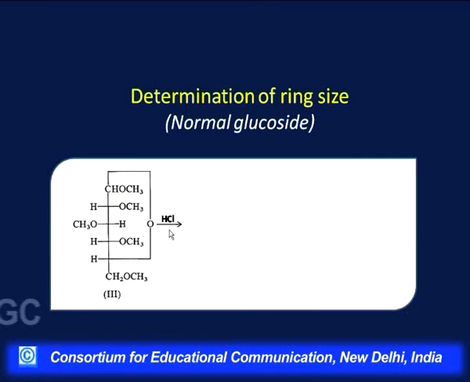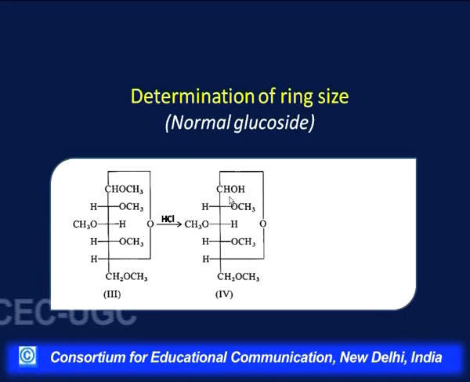Now, what happens in HCl? These are the ether bonds, they will not dissociate, but this is an acetal bond. This breaks up and this methanol molecule is lost, and again we get OH here. So, again we have now hemiacetal.